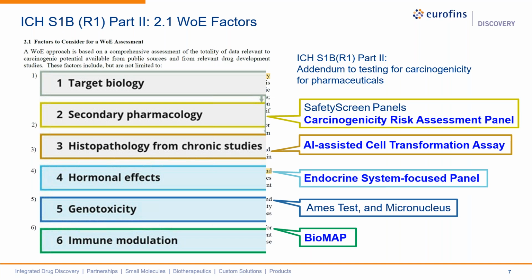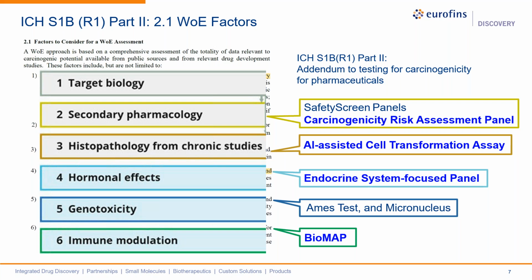This is also the outline of today's presentation. I will follow these factors one by one to present our new weight of evidence approach for carcinogenicity risk. The right side of the slide shows how Eurofins has developed specialized testing panels aligned with these factors, including safety panels and the carcinogenicity risk assessment panel for secondary pharmacology.